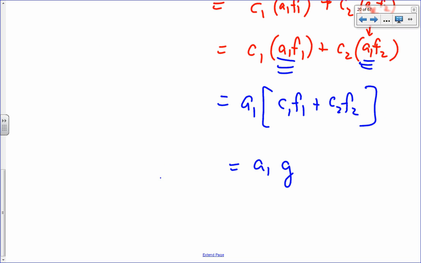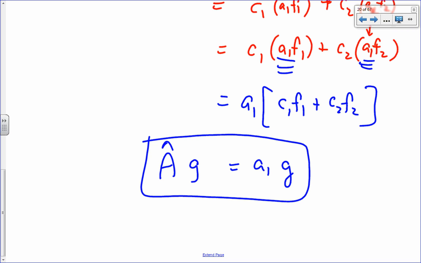That's G. And so what we did is we just proved that any linear combination of degenerate eigenfunctions is also an eigenfunction, and it has the same eigenvalue. Okay?